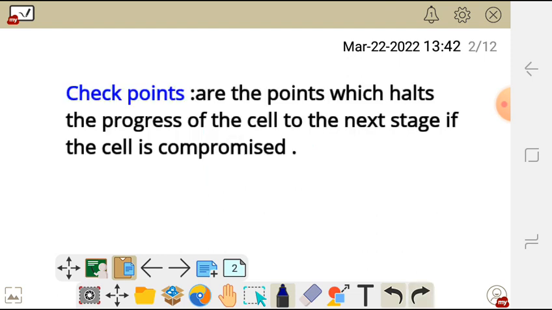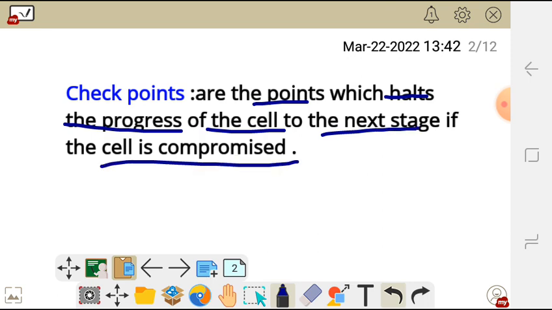By definition, the checkpoints are the points which hold the progress of the cell to the next stage if the cell is compromised. In other words, we can say these are the points which stop the progress of the cell to the next stage if the cell is damaged or compromised.